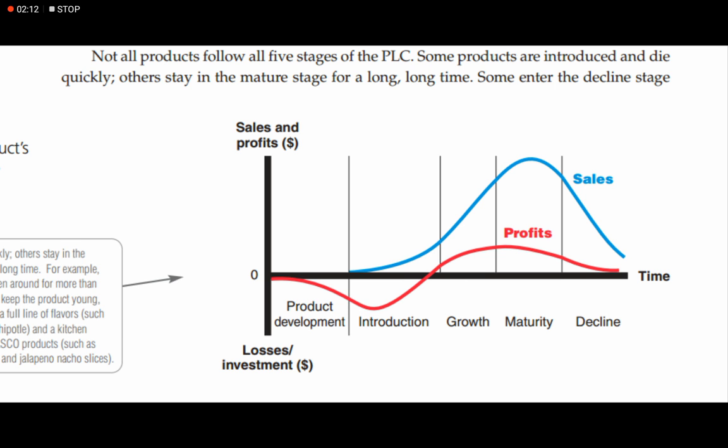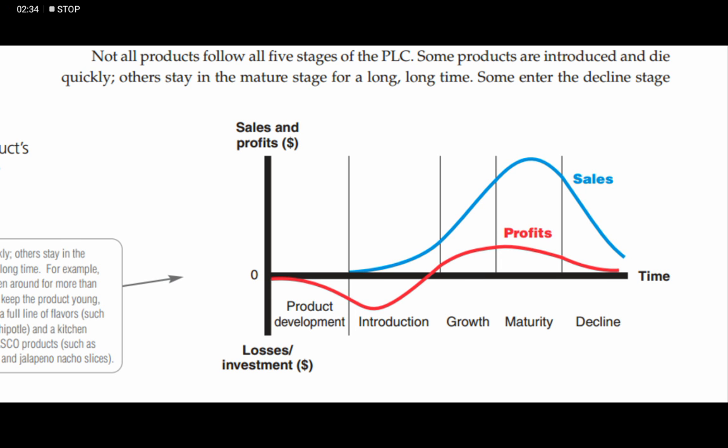And then the product enters the growth stage, where sales start to rise rapidly and the company starts to make a profit. And at maturity stage, the profits are at the highest level, because sales are at the highest level at the maturity stage because the company has all the potential customers.